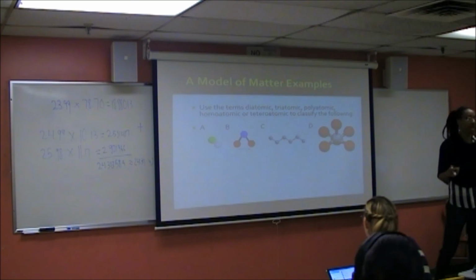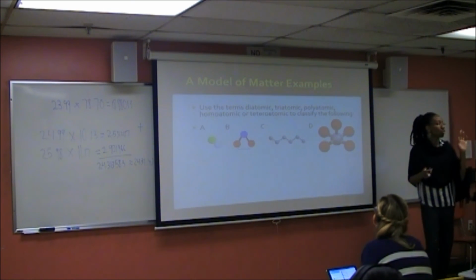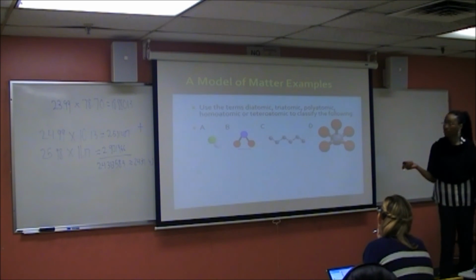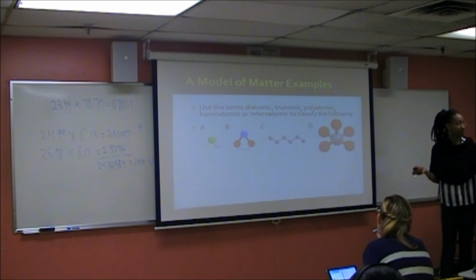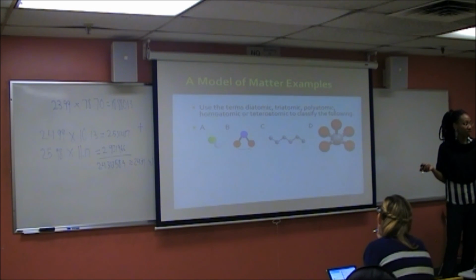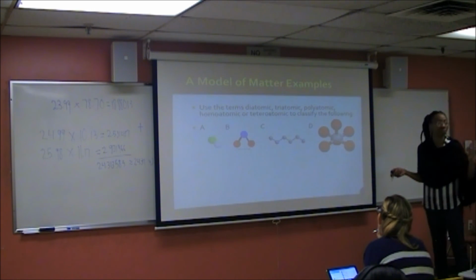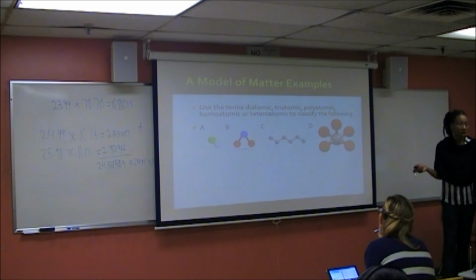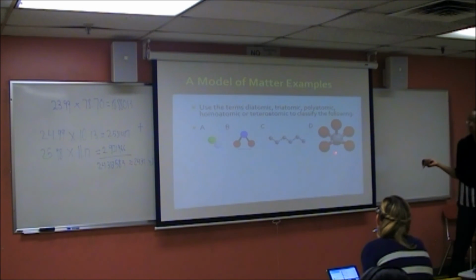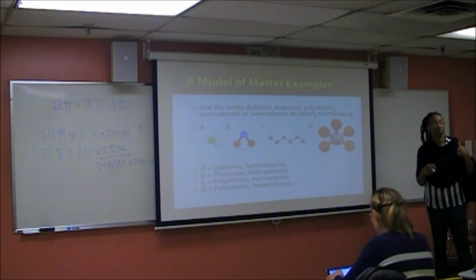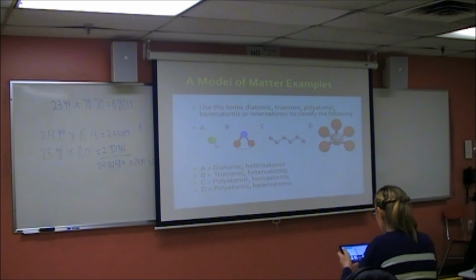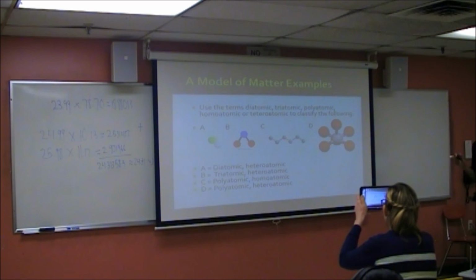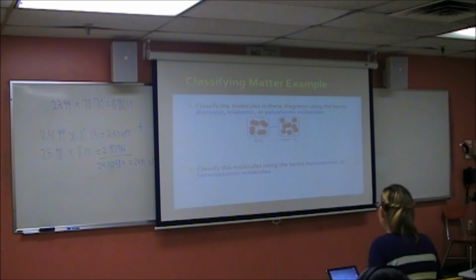All right, so B goes to Claribel. B is triatomic and heteroatomic, good. Denise, polyatomic and homoatomic. Noreen, it's polyatomic and heteroatomic. Very good, that's what I got. Did we get that? You see? I did fix it. Okay, let's see who's next.